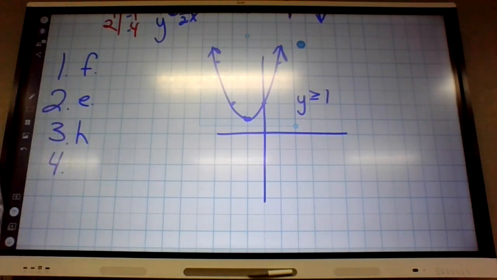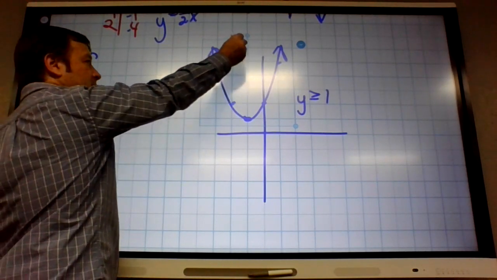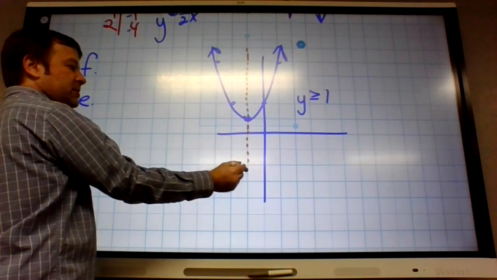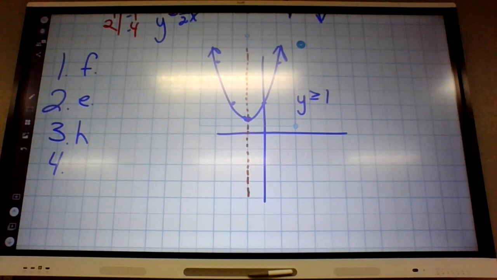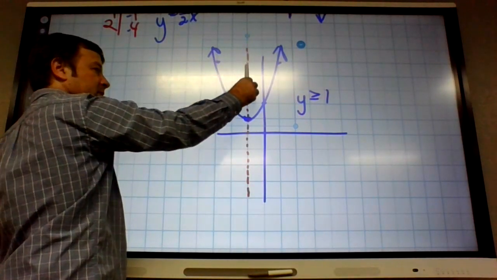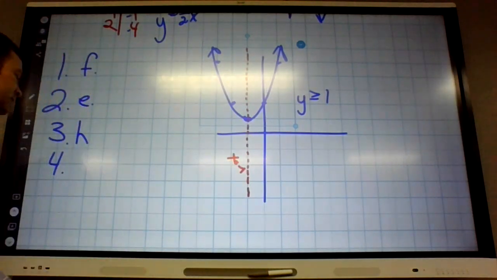Okay, number 4 is the axis of symmetry. Do you guys remember what I said the axis of symmetry was? It's the line, sometimes called the line of symmetry. It's the line right down the middle. What would its equation be? X equals -1. You can't just say -1. So that is option A.